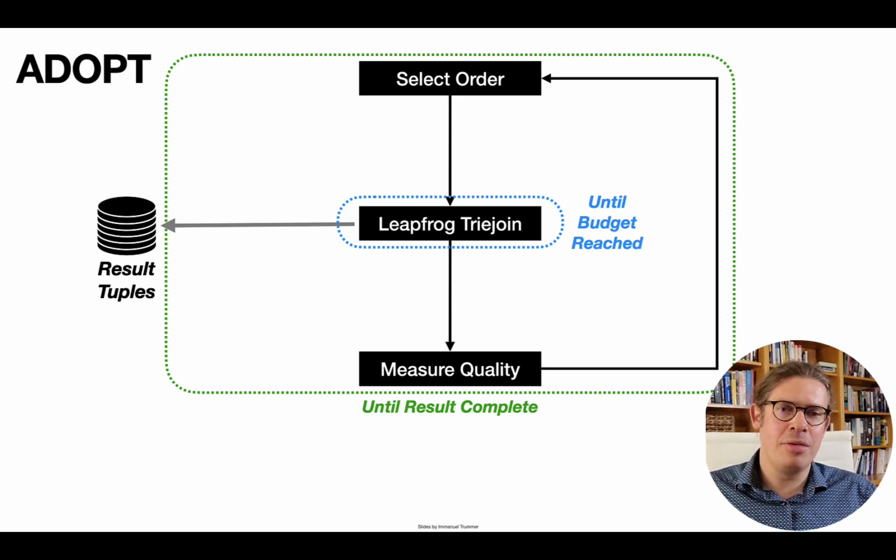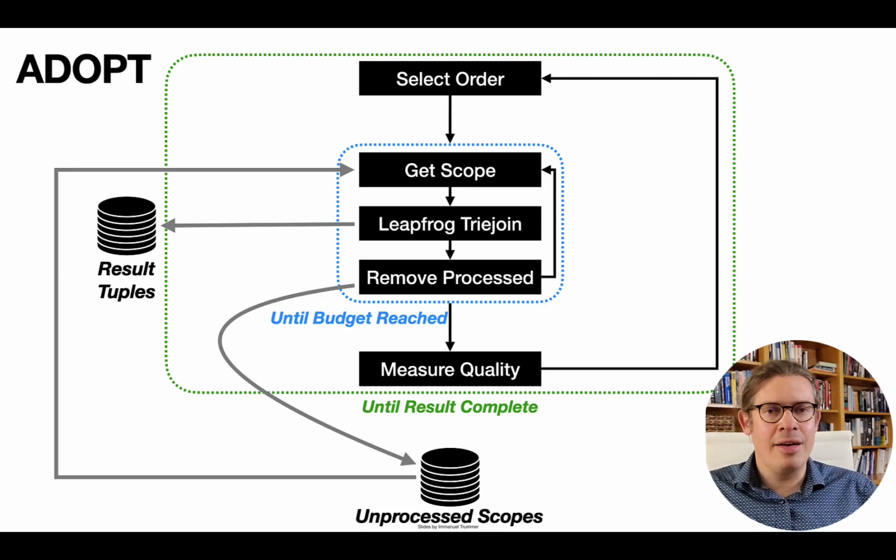A very important problem in this context is avoiding redundant work across different attribute orders. And in order to achieve that, ADOPT keeps track of unprocessed parts of the search space for join results. And then in each episode, it restricts the scope of the Leapfrog Trie Join to a limited number of values for each attribute. It keeps track of which scopes have already been processed and makes sure that the Leapfrog Trie Join algorithm is only applied for value ranges that have not been processed previously.